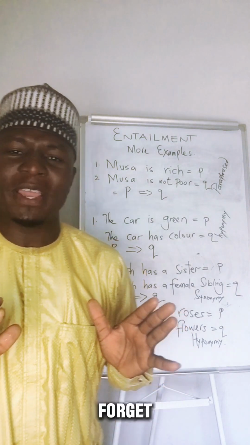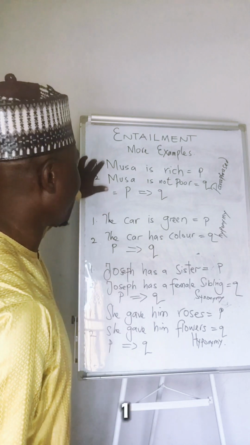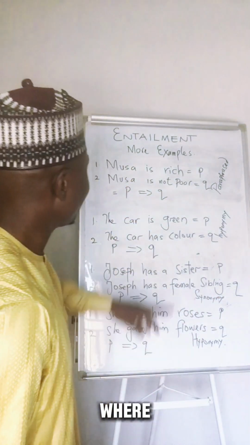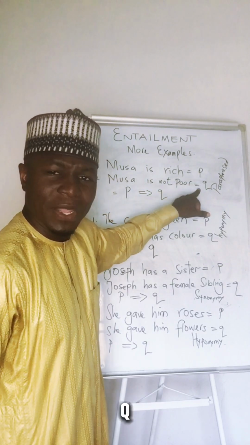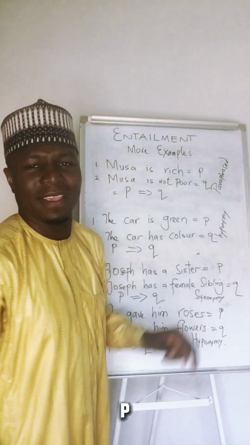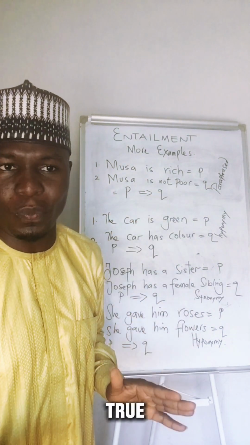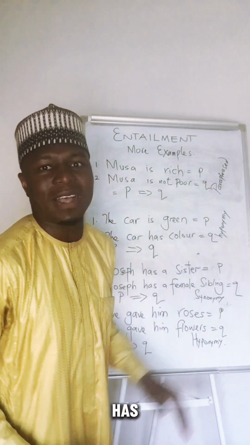Yes, but let's not forget what entailment is. It's a relationship between two propositions, P and Q, where the truth of P necessarily guarantees the truth of Q, and the falsity of Q also guarantees the falsity of P. Meaning, if P is true, then Q also has to be true. If Q is false, then P also has to be false.